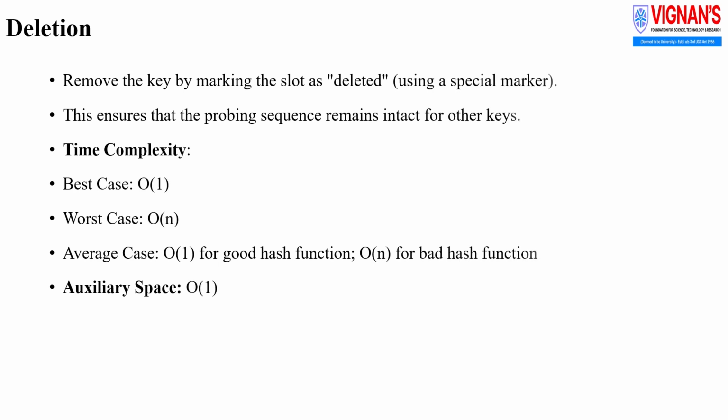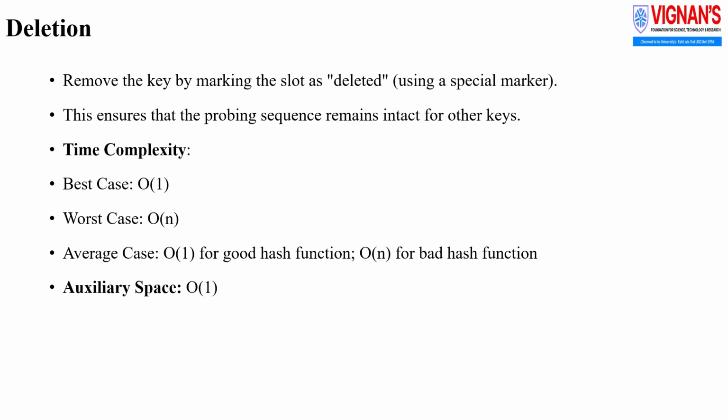Deletion. To delete a key, the slot is not cleared completely. Instead, the key is removed by marking the slot as deleted using a special marker. This is important because it ensures that the probing sequence for other keys remains intact, allowing future searches and insertions to work correctly. Now, let us look at the time complexity.